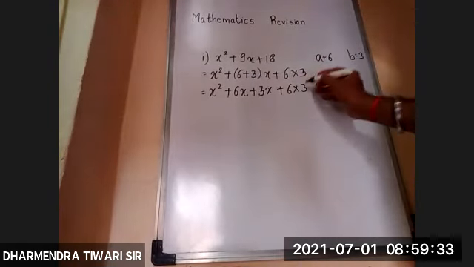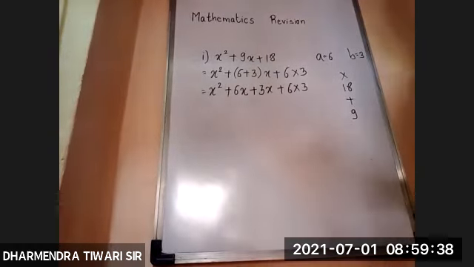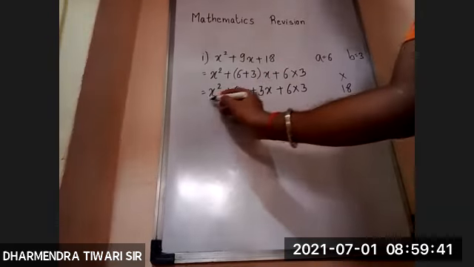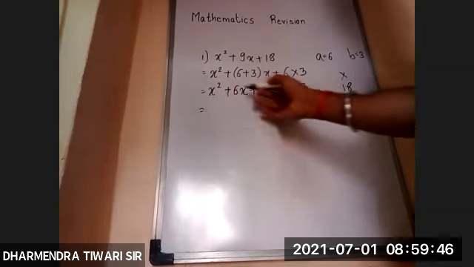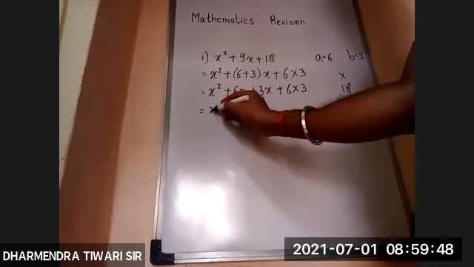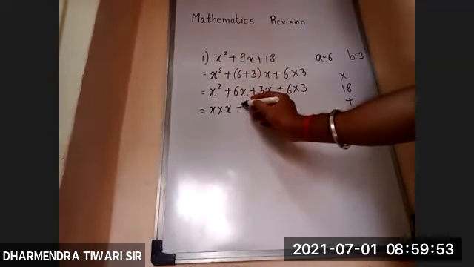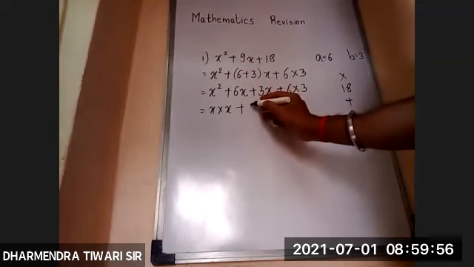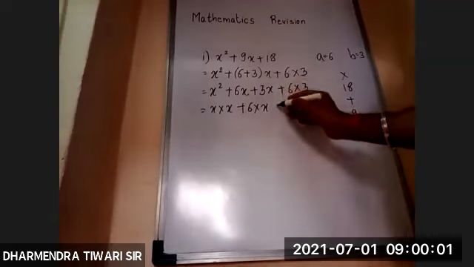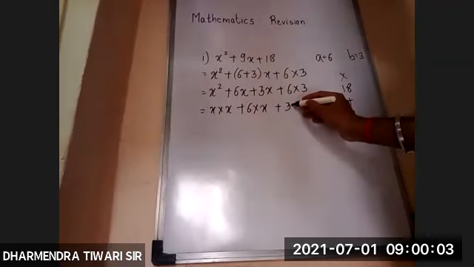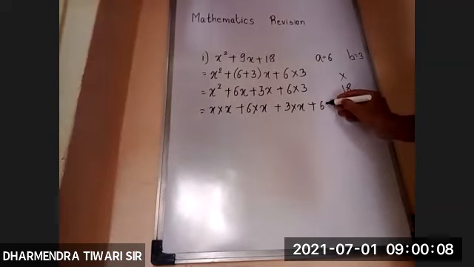Keep this as it is, no problem. As we are here to take the common. Now, again, if you are not getting the explanation of how to take common, what I can do is write x square as x into x, plus I can write 6x as 6 into x, plus I can write this as 3 into x, and 6 into 3 as 6 into 3.